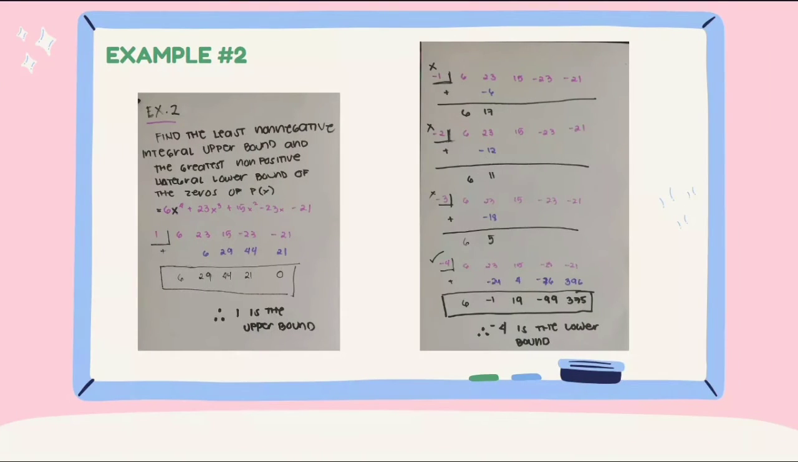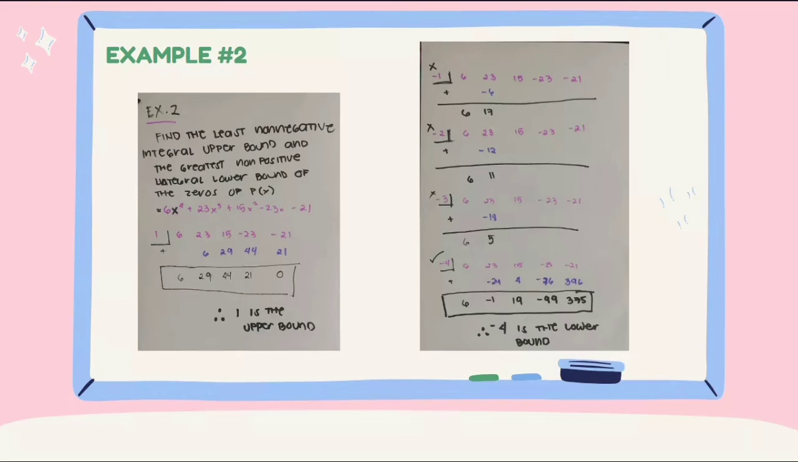Now for example number 2. Find the least non-negative integral upper bound and the greatest non-positive integral lower bound of the zeros of p of x is equal to 6x raised to 4 plus 23x cubed plus 15x squared minus 23x minus 21. Least non-negative simply means the lowest positive number, which is 1. So you need to start with 1 until you get the final answer. And the greatest non-positive integral is negative 1.